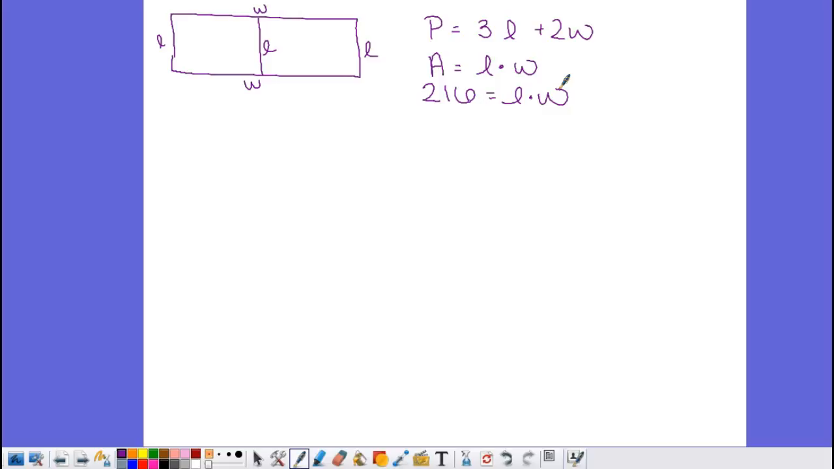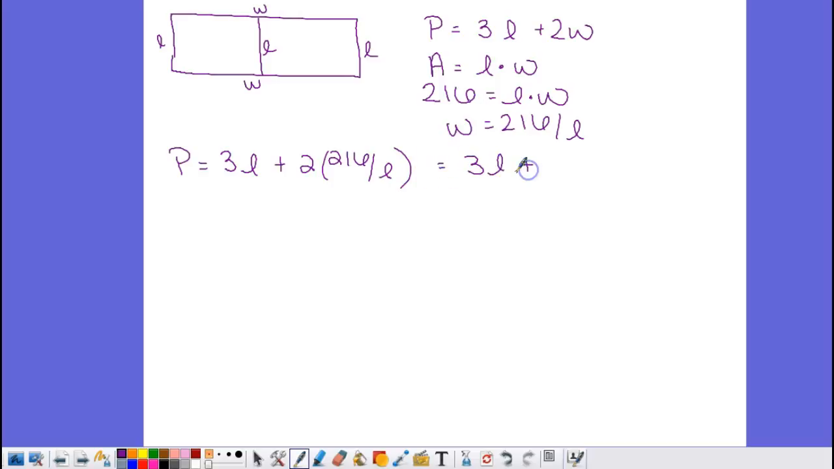So we have to get an area of 216, and we want to use the minimal amount of fence. So we say, all right, let's say that W equals 216 divided by L. So now when I talk about perimeter, we're going to say that the perimeter is 3L plus 216 over L. So you get 3L plus 216 times 2 is 432 all over L.